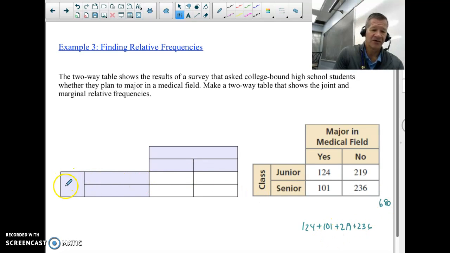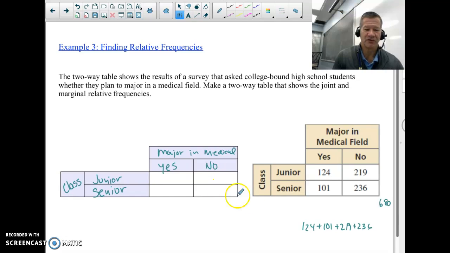Now, if I go over here, once again, this stands for class and major in a medical field. So the categories are going to be the same in our table, but instead of having the number that belong in each category, we're going to have the ratio of those that are in each category to the total number of students. So for example, juniors that are majoring in a medical field, there are 124 out of the 680 total.